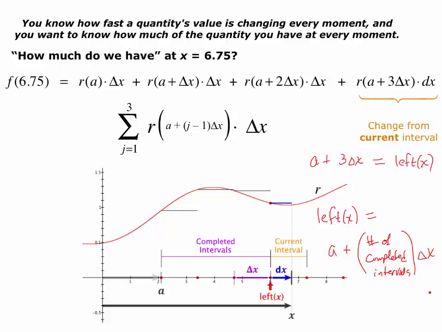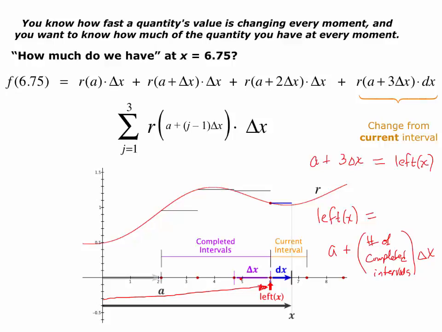No, we're saying we need to get this x value. So what x value is this right here? It's a. So it's going to be a plus 1, 2, 3 delta x gets us to left x. Why? Because left x is from here, it's this distance right here. That's left x.